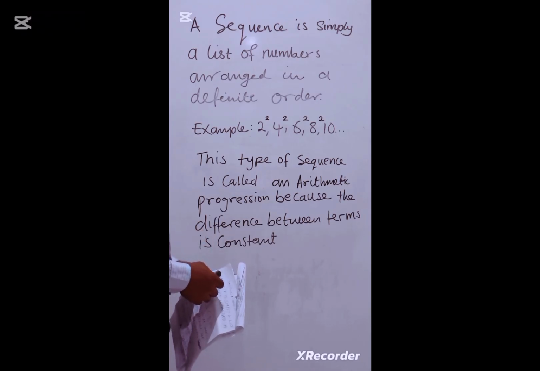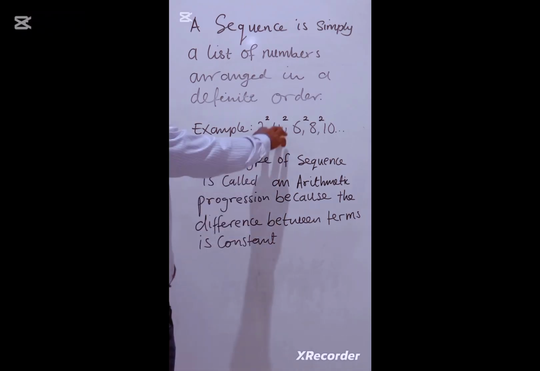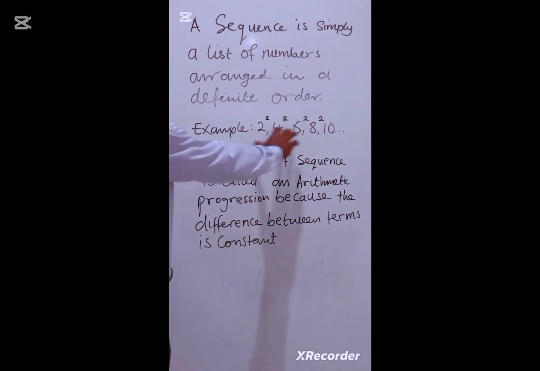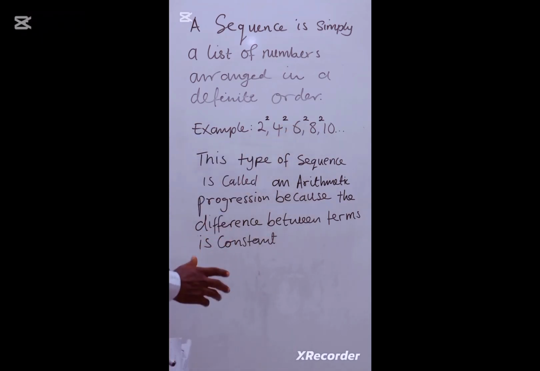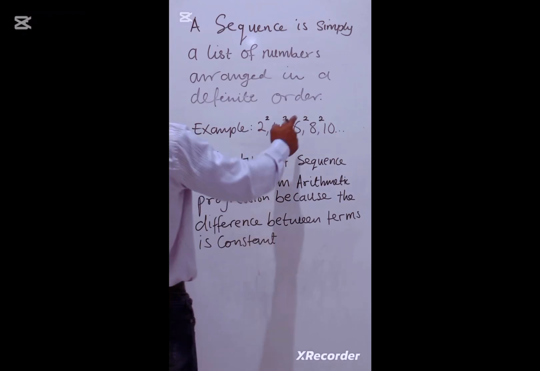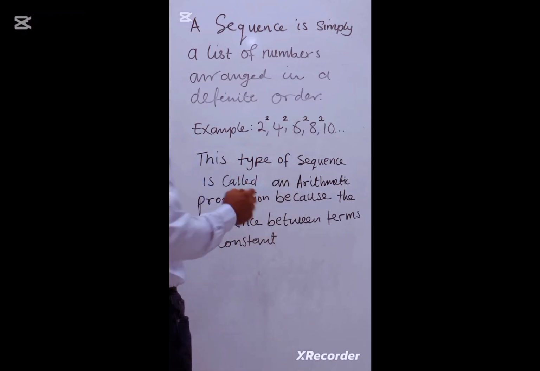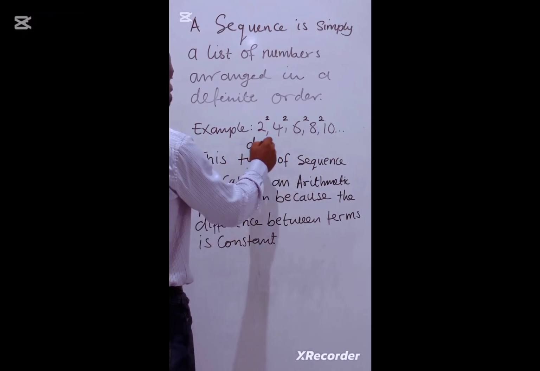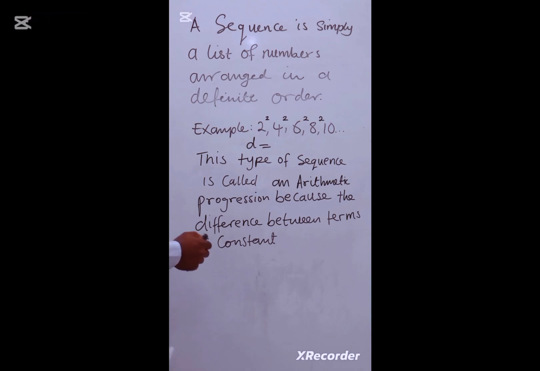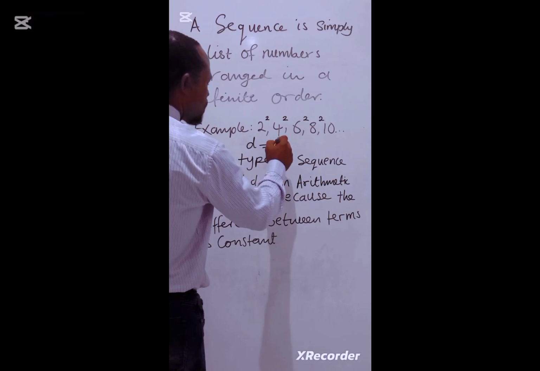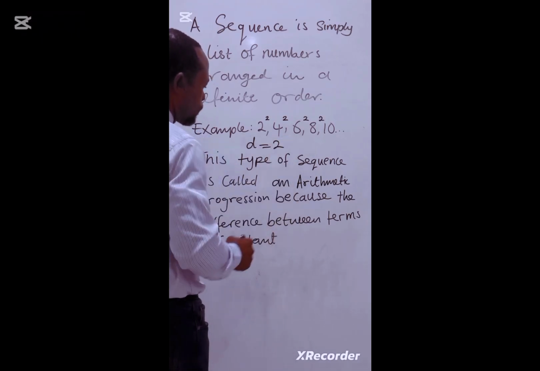Now, because of the fact that this difference is constant, that's why this type of sequence is referred to as an arithmetic progression. And the difference is represented with the letter d. It is called the common difference of the arithmetic progression. In this instance, the common difference is equal to 2.